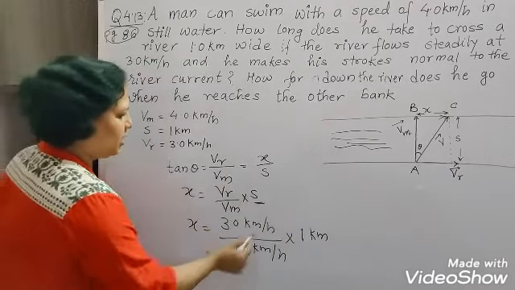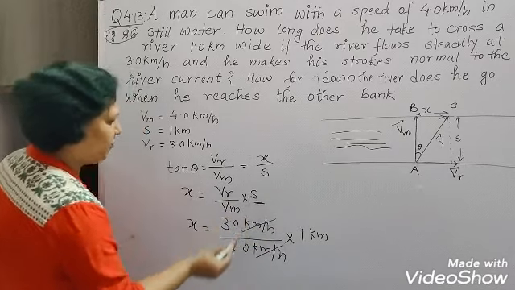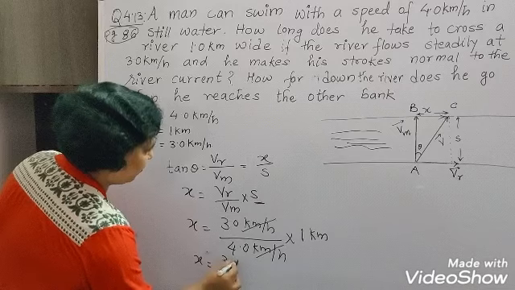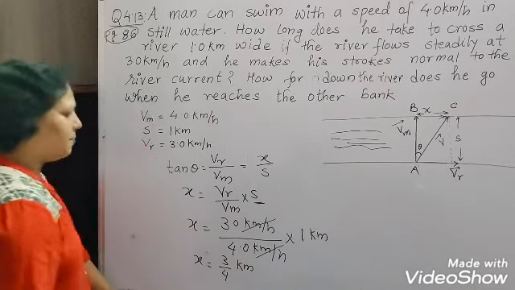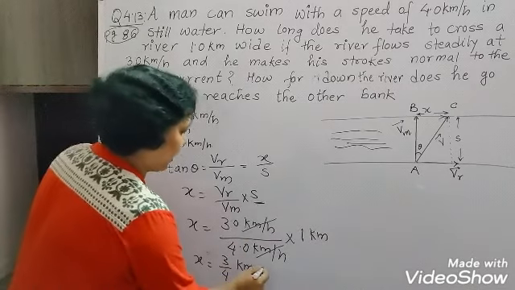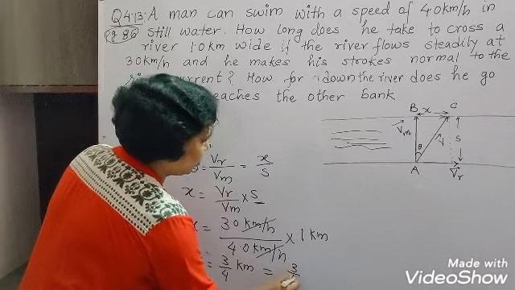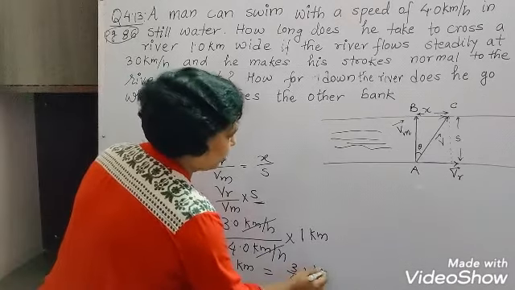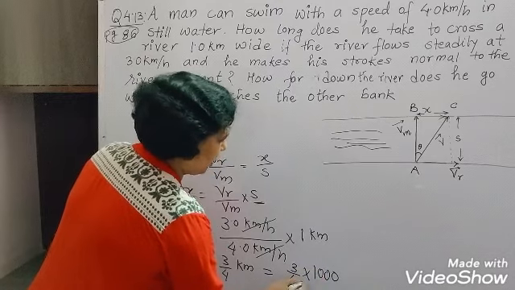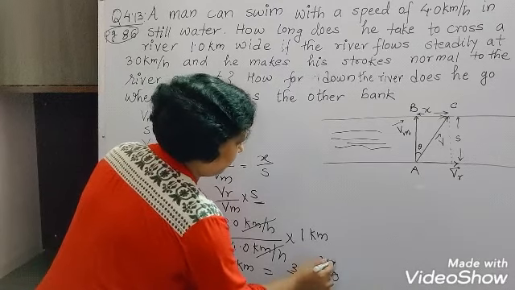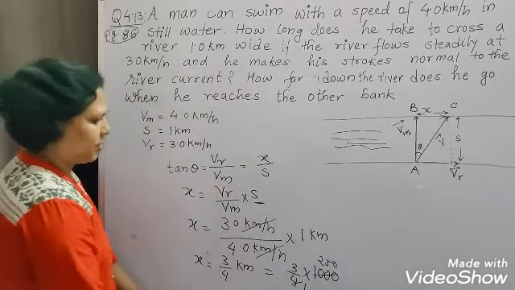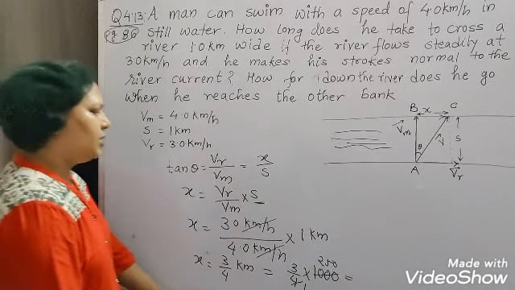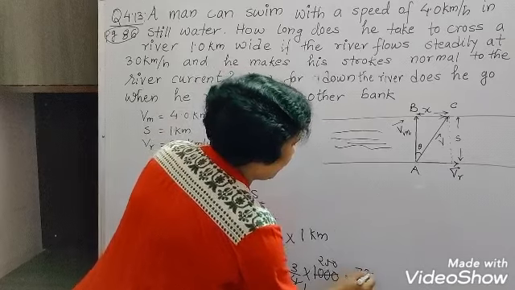Now you can see the kilometer per hour will be cancelled here, and it will simply come to 3 upon 4 kilometer. We can change this into meters. So 3 upon 4 kilometer means 3 upon 4 multiplied by 1000. When we calculate, 1000 divided by 4 gives 250, multiplied by 3, so it will be 750 meter.